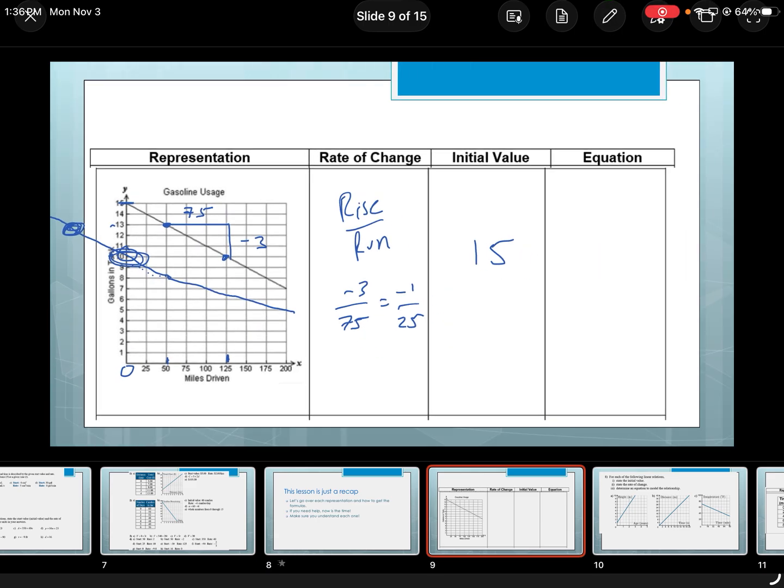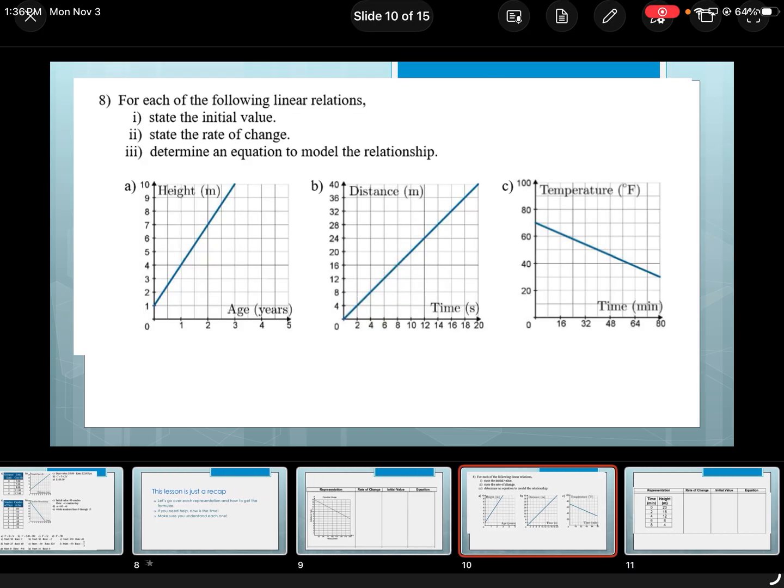Okay, if you can find the rate of change and you find the initial value, you find the equation, don't you? It's just y equals mx plus b. It's y equals negative 1 over 25x plus 15 in this case. Okay, have a go.